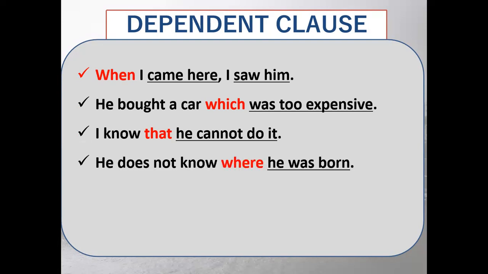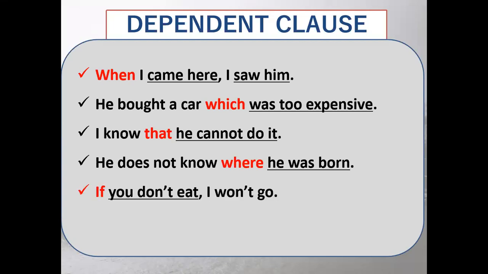He doesn't know. This is an independent clause because it is giving you full-fledged meaning. "Where he was born" is dependent because it is not giving you complete sense, and for completing its sense, "he doesn't know" is necessary. So the highlighted part in red and its remaining part is the dependent clause, and the other part is the independent clause.